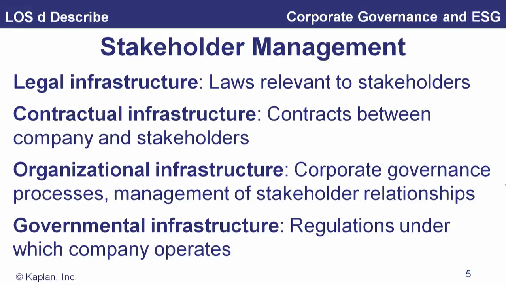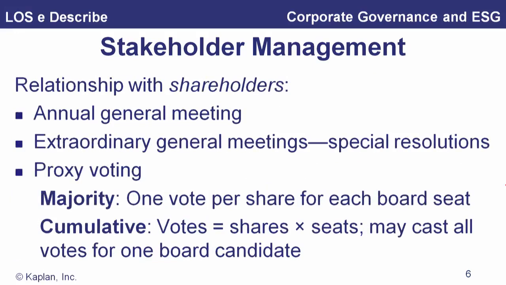So in terms of the relationships with shareholders, there's an annual general meeting at which shareholders can vote. And then also there are extraordinary general meetings where there's special resolutions that require a shareholder vote but are not part of the usual annual meeting. Now, you don't have to show up at the annual meeting in person. You can sign a proxy to have somebody vote your shares.